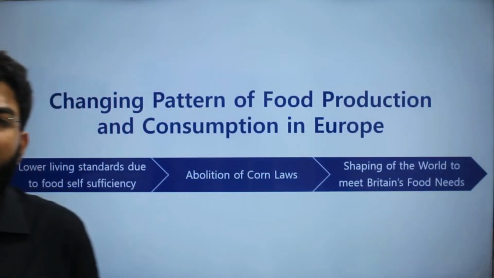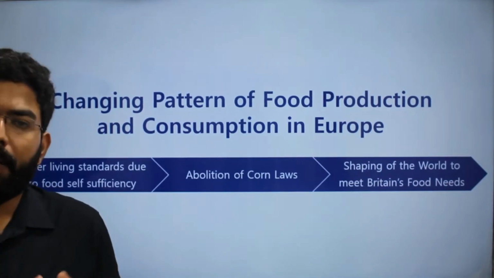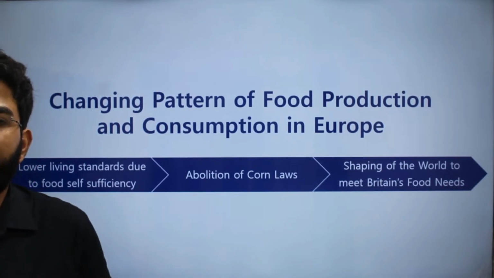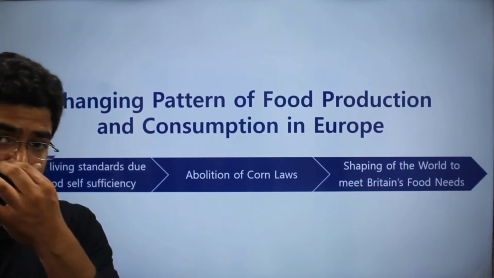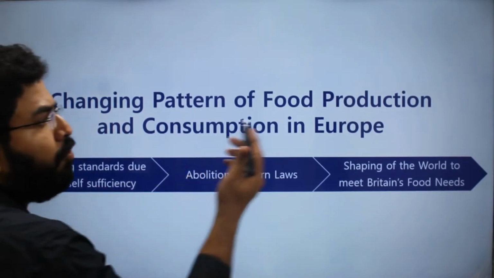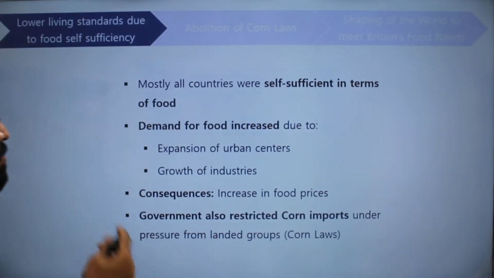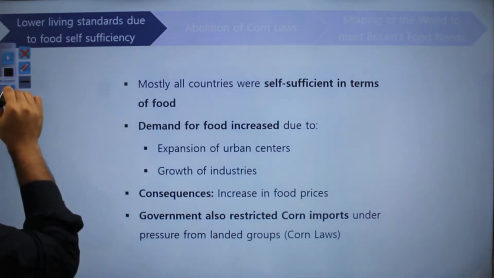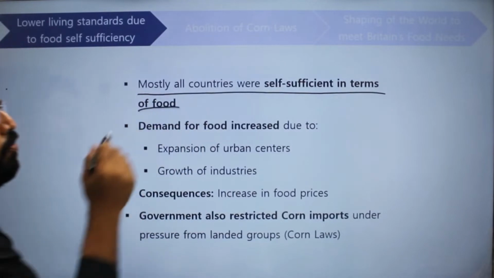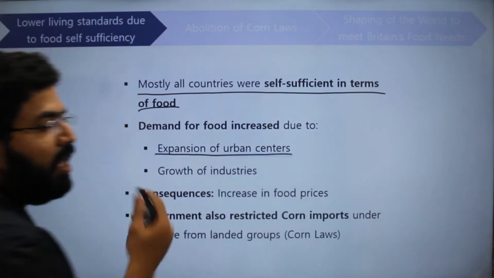Now, the 19th century world was dominated primarily by the British civilization and the European colonies. So they were the ones colonizing the world, imperialism was prevalent all over the world, and they were using it to their advantage. So this also changed the food production pattern in Europe and in the rest of the world as well. If we look at the 19th century, we would find that all countries were self-sufficient in terms of food. But the demand for food increased due to expansion of the urban centers.